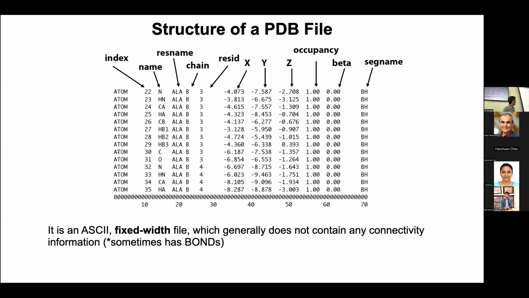So you have some like atom. Now there are some others, but we're focusing on the most common one, atom here. The next one is index. Then you have name, residue name, so like alanine in this case. Chain identifier. This is typically what the PDB, the database, uses: chains to differentiate between different molecules in the system. Res ID, XYZ coordinates, a couple of columns that you may have already started using, occupancy and beta.